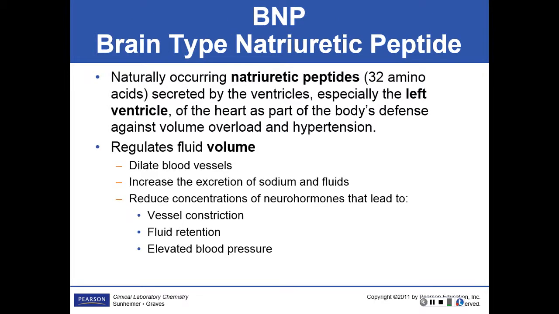One naturally occurring protein is the natriuretic peptide, which we discussed previously. It is secreted specifically by the left ventricle as the body is trying to fight against this volume overload and hypertension. Therefore, it would make an excellent marker. It's used to regulate your fluid volume, so it's going to dilate your blood vessels. It's going to act upon your water and fluid level with your electrolytes, and it's going to affect some other hormones.